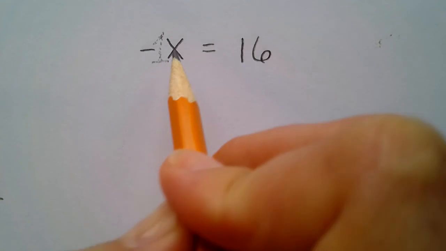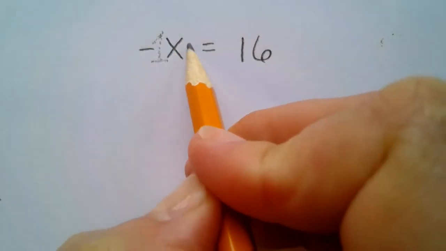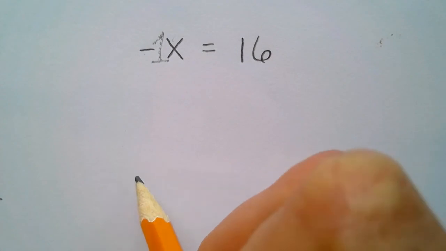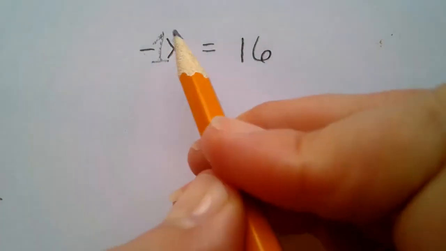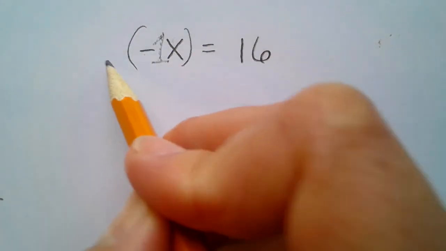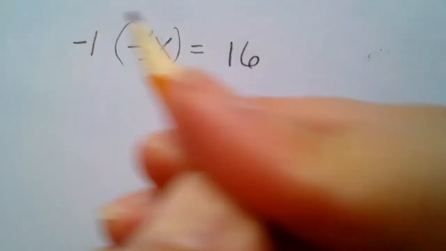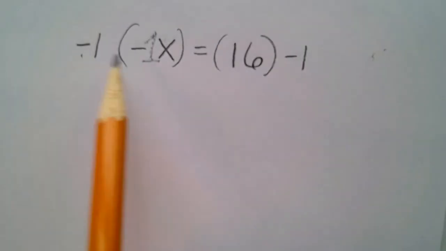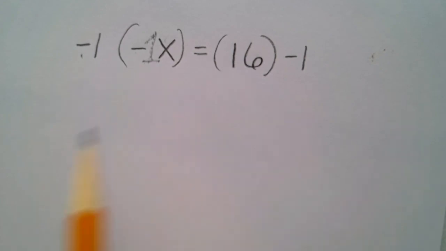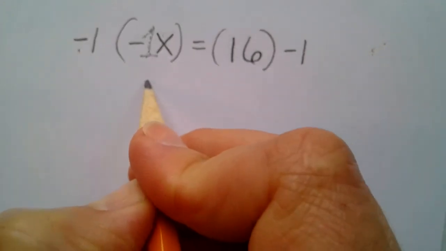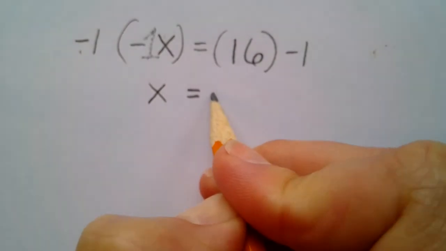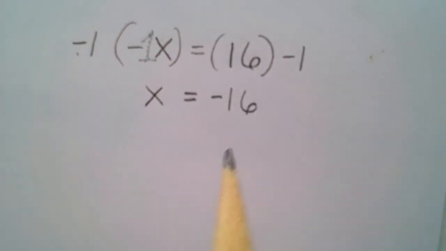So if I wanted to solve this and isolate this variable x, I have to undo the -1. And you can either multiply both sides by -1 and do it like that. I'll show you how that works. Okay, a -1 times a -1 is what? It's just a 1. So we have x on that side. And then on the right side, we have -16.